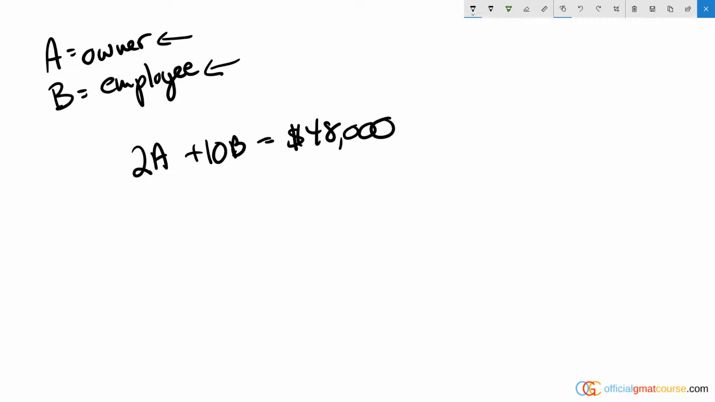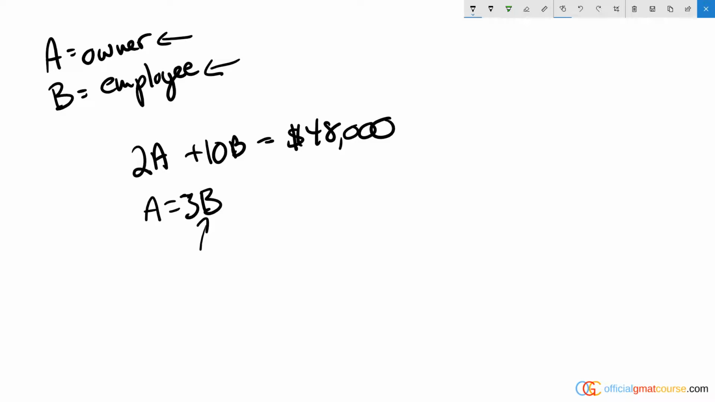Now, the second formula is that each of the two owners, so each of them, receives 3 times as much as each of the employees. So an owner makes 3 times as much as the employee, which means A equals 3B. For example, if B was $1, A would be worth $3 because A is equal to 3 times $1 in that situation.